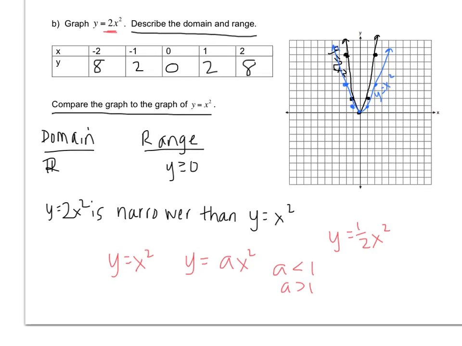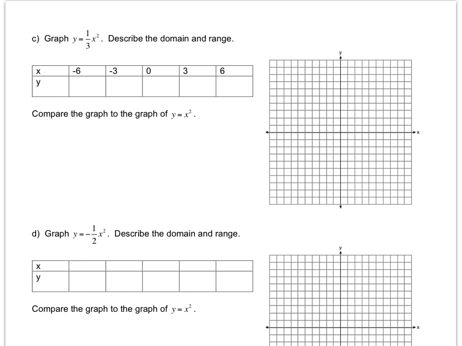Speaking of that, why don't you try letter C? I just want to make sure you notice that I picked only multiples of 3 for the x value because the coefficient of x squared was 1/3, and these were the only numbers that were going to give me integers. So remember, if you get to pick the numbers for the table, pick numbers that make your life easy. So please do letter C on your own.